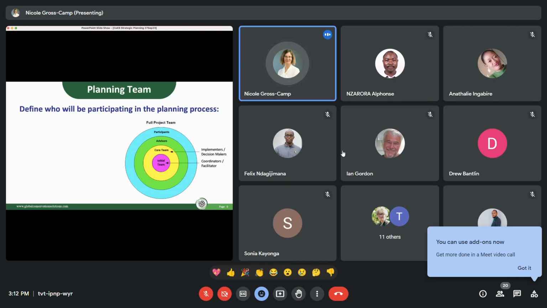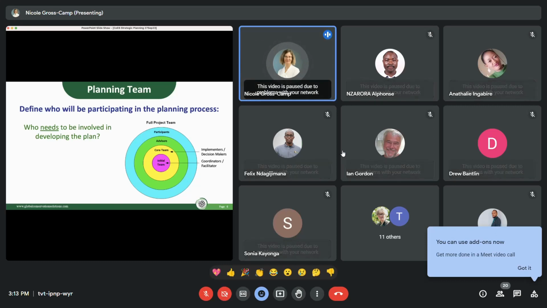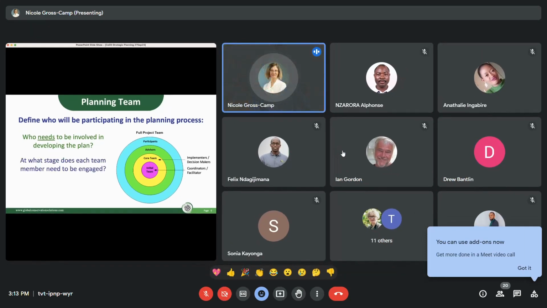The planning team: who needs to be involved in developing the plan? This is going to depend on your organization. Again, if you have trustees or a board of directors, however, they might not need to be engaged throughout the entire process.